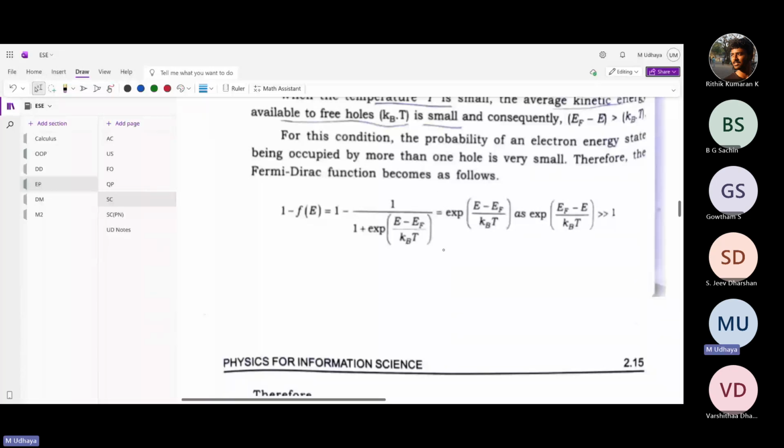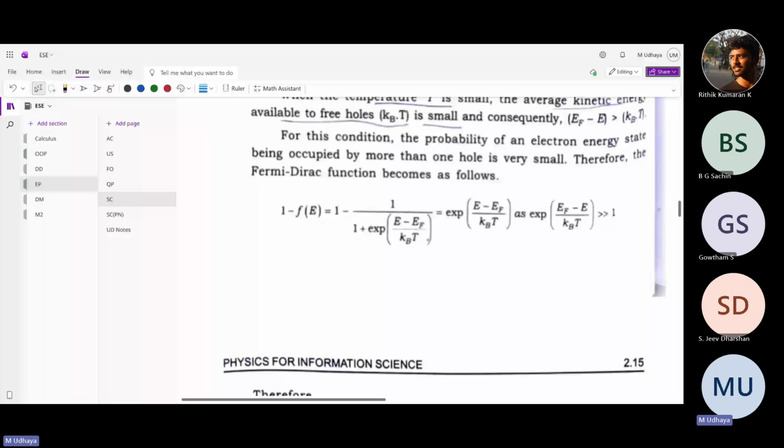You should also understand that e power (Ef minus E) by k. So in that case, I would just rather take the LCM, see which is smaller, and take the approximation. Right. So in this case, it is simply e power (Ef minus E) by kT. Yes, beautiful. Just give me a second.